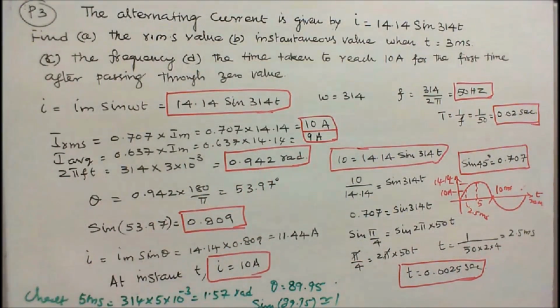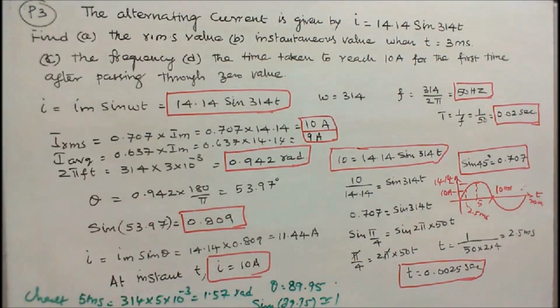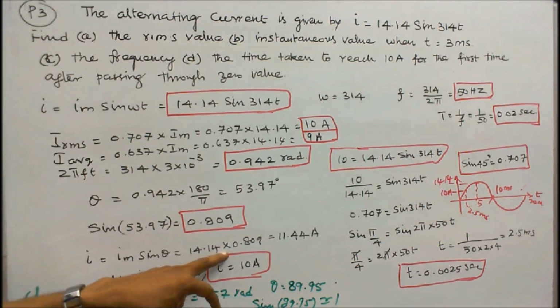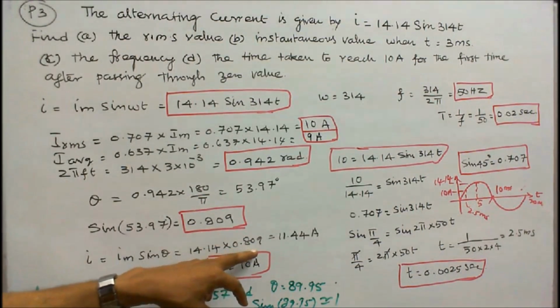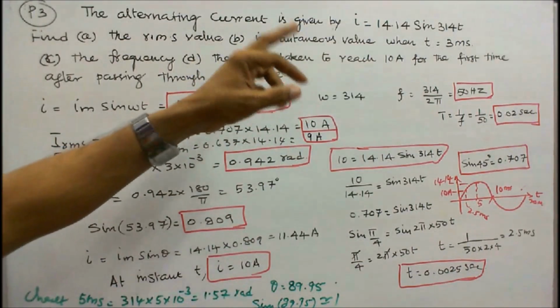I can find sin theta. Sin 53.97 is equal to 0.809. The instantaneous value I is equal to Im sin theta, that is equal to 14.14 into 0.809 is equal to 11.44 when t is equal to 3 milliseconds.